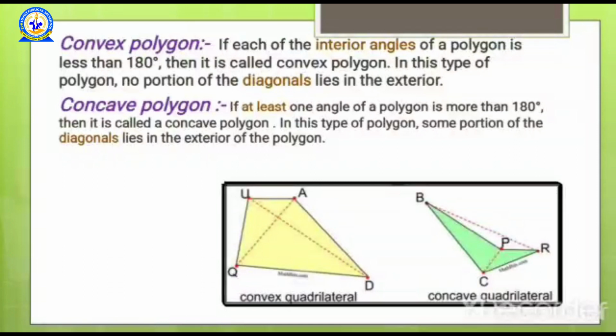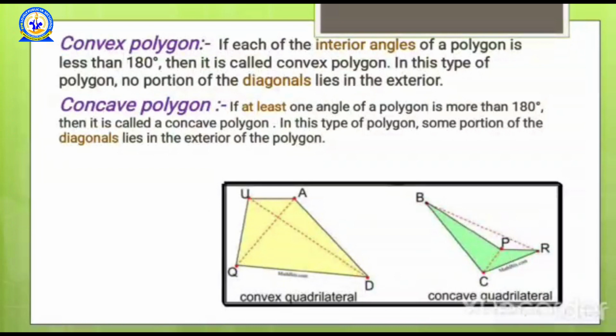So, let's discuss convex polygon. If each of the interior angles of a polygon is less than 180 degrees, then it is called a convex polygon. In a convex polygon or quadrilateral, each interior angle is less than 180 degrees. In a convex polygon, no portion of the diagonals lies in the exterior. You can see in the convex quadrilateral figure, both diagonals lie in the interior.